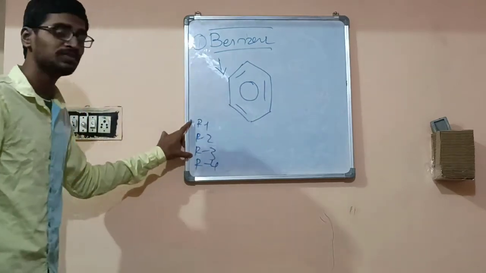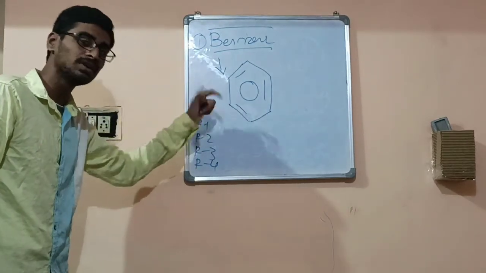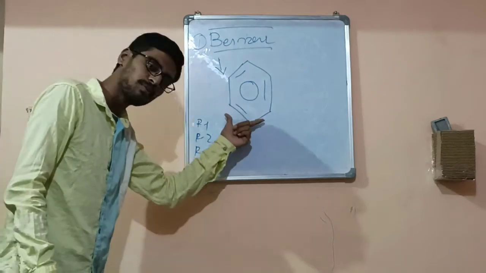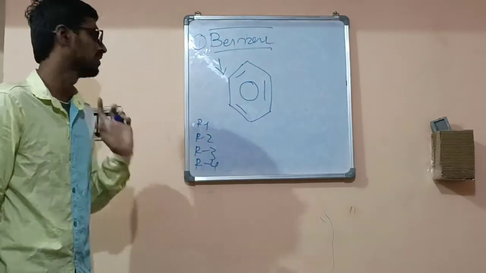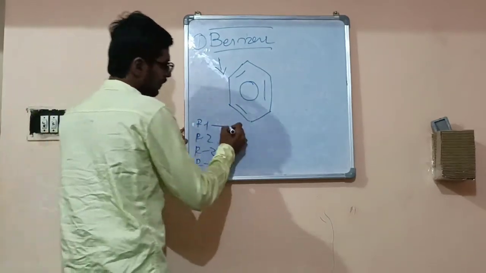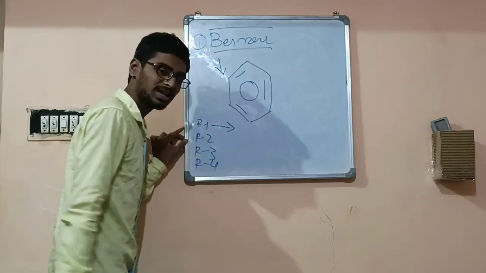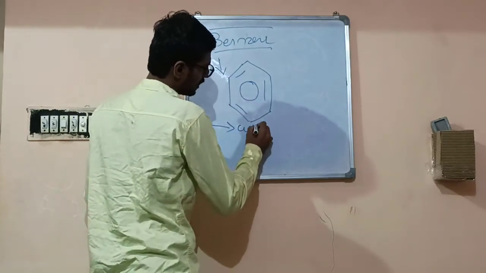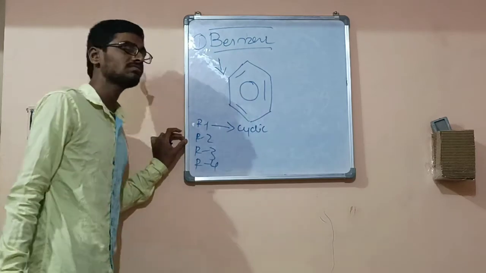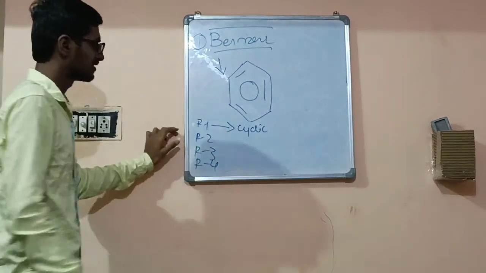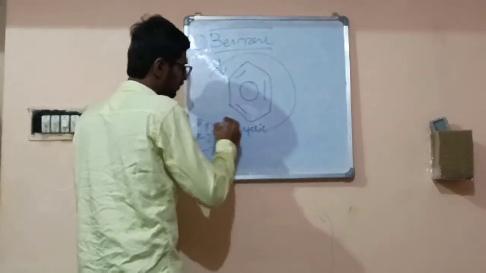If you apply these 4 rules to this given compound, we can check whether it is really aromatic in nature or not. Now we'll move with rule 1: the compound must be cyclic in nature. Benzene is completely cyclic.